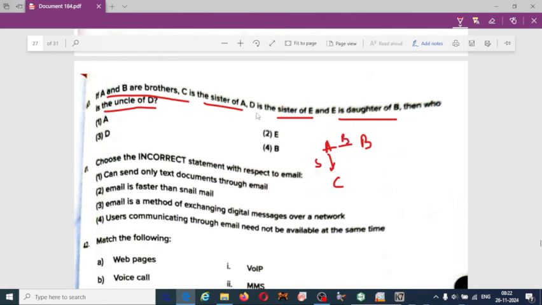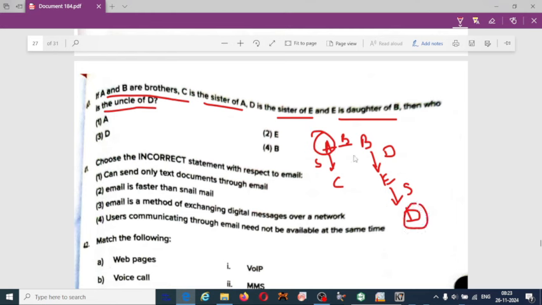Then D is the sister of E. E is the daughter of B. Daughter of B is E. D is the sister of E. Here, what is the relation between D and A?